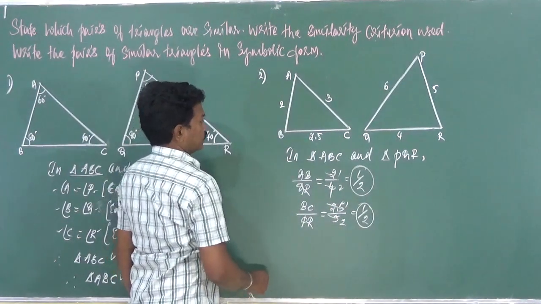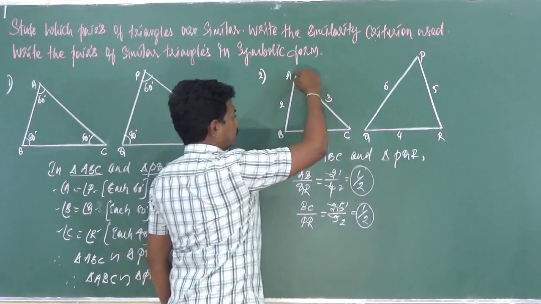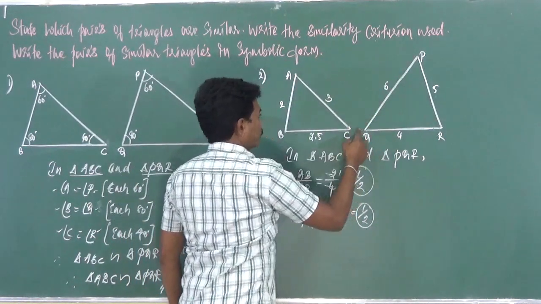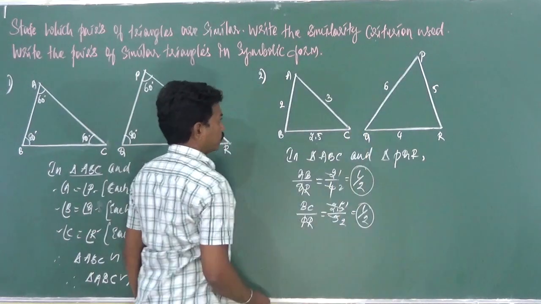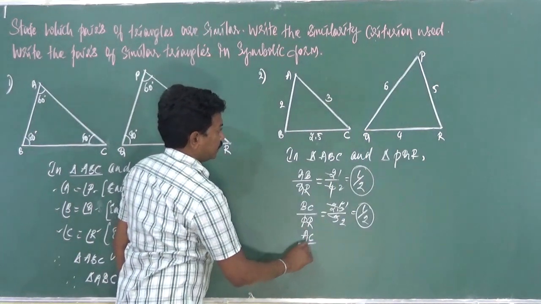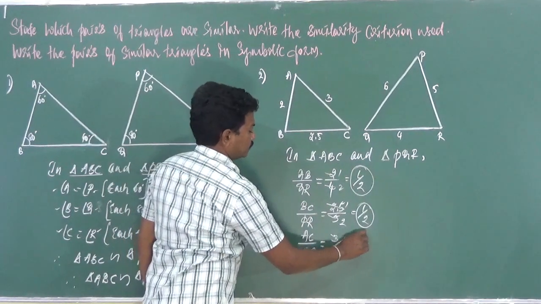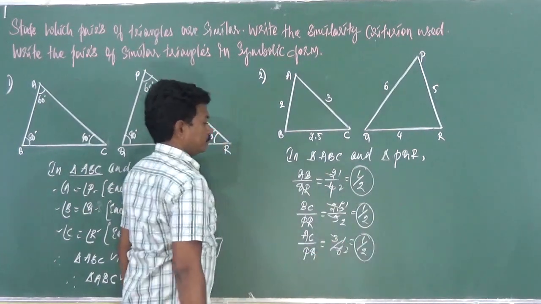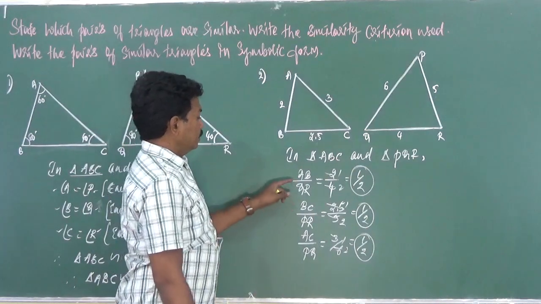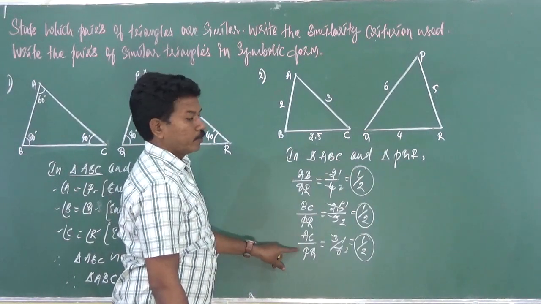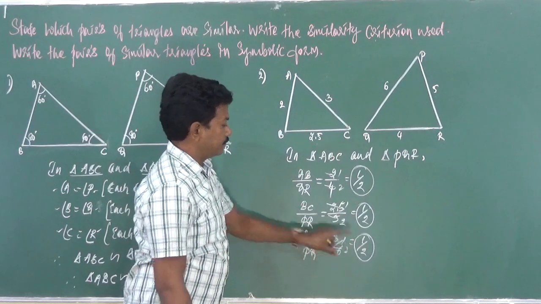So we can take another ratio, the remaining one. We will take AC and PQ. So AC and PQ are the corresponding sides. So AC by PQ is equal to 3 by 6, that is 1 by 2. So here we can see the corresponding sides are proportional. That is, we are getting the same ratio here.